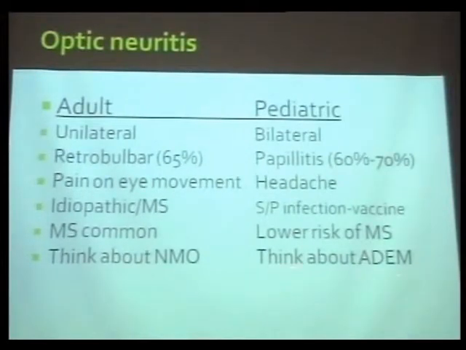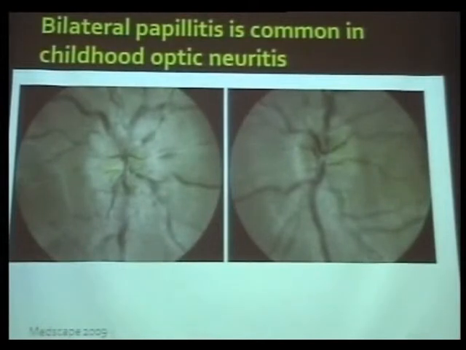And the key thing that you should have taken away from Pam's talk is you need to be thinking about acute disseminated encephalomyelitis, ADEM, in childhood bilateral optic neuritis. And the disc swelling can be bad, as opposed to what Peter told you, which is when we see this kind of disc swelling this bad, we're thinking about non-demyelinating optic neuritis. That's true in adults, but in children, papillitis is the rule, not the exception, and it can be severe.